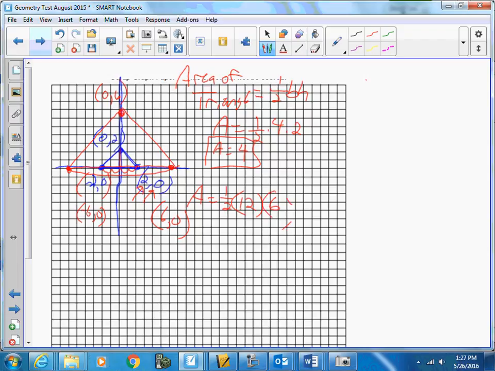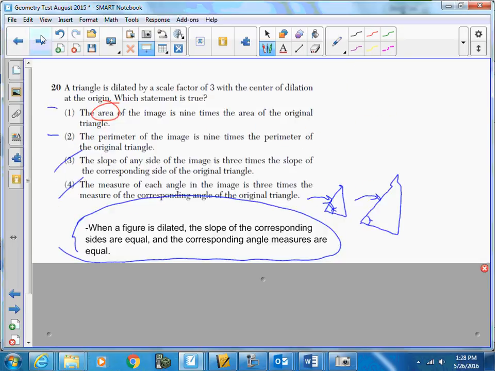All right, so if you notice, the base is 3 times as much as the original, and the height is 3 times as much. So our area is equal to 1/2 of 72, and the area is equal to 36. All right, if you look at the original area versus the new area, it looks like we have our answer. It looks like the area of the image is 9 times.